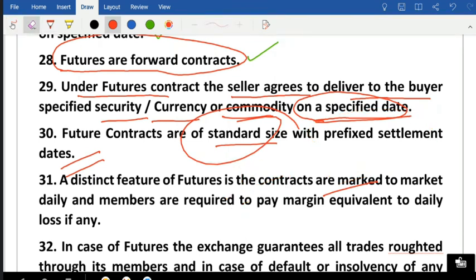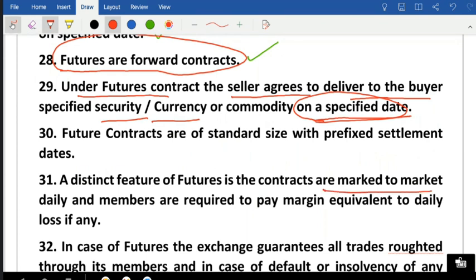A distinct feature of futures is that the contracts are marked to market. That means the commodity is valued at the prevailing market rate daily, and the members are required to pay margin equivalent to the daily loss, if any. If the market rate changes and you have entered a future contract, and there is a loss, you have to pay. It is deducted from your account. And in case of futures, if there is a profit, you will get the money.